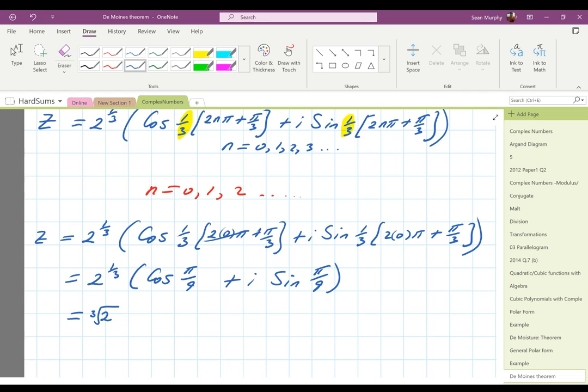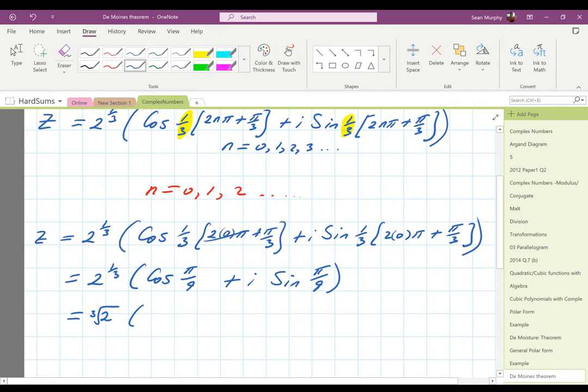So it's pi over 9. On my calculator, I get 0.9396, we'll say 0.9397, plus i sine of that. So again, sorry, that's the wrong mode there, so we'll just try that again.